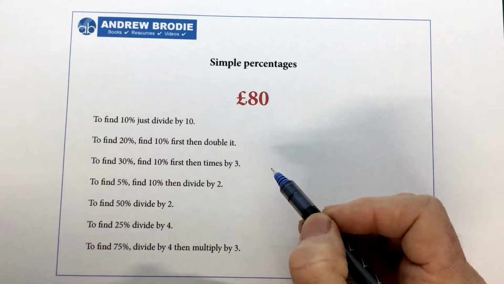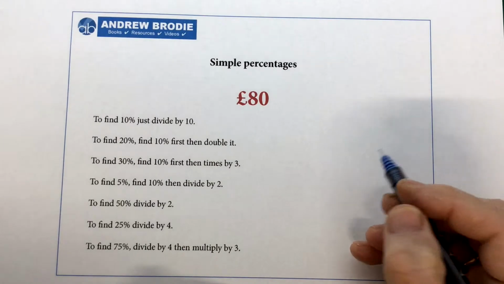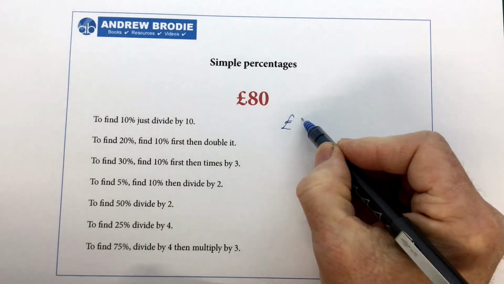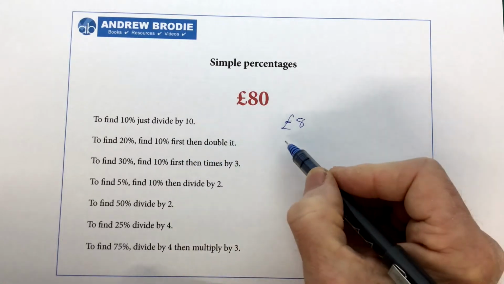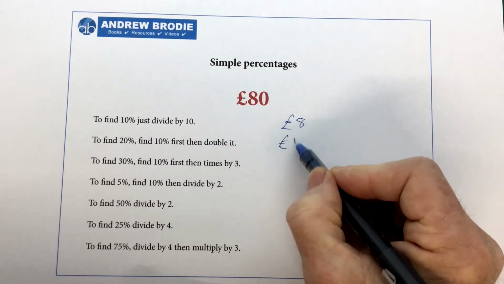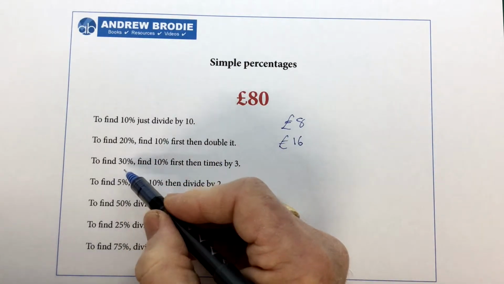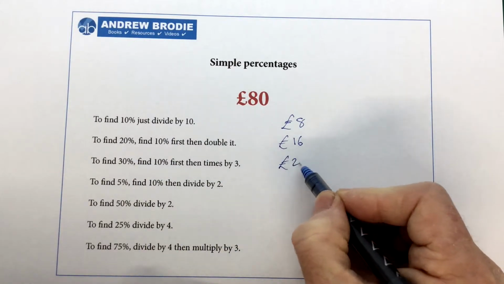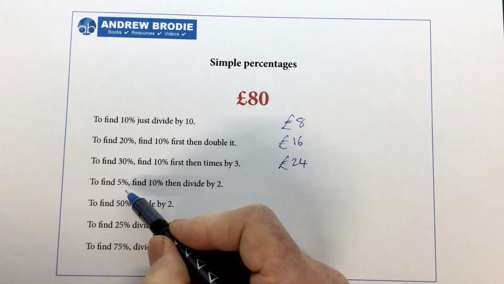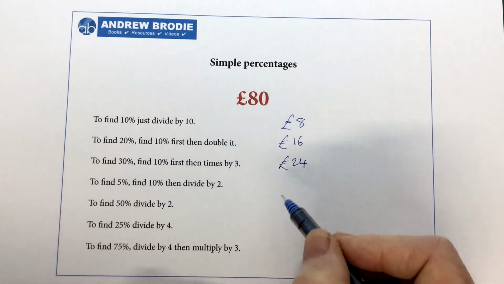Here's an example. We've got £80. To find 10%, just divide by 10. So that would be £8. To find 20%, find the 10% and then just double it. So that would be £16. To find 30%, find 10% first, then times by 3. So that's £24.